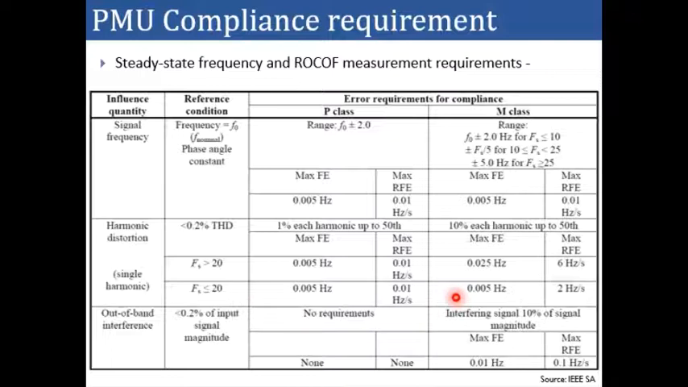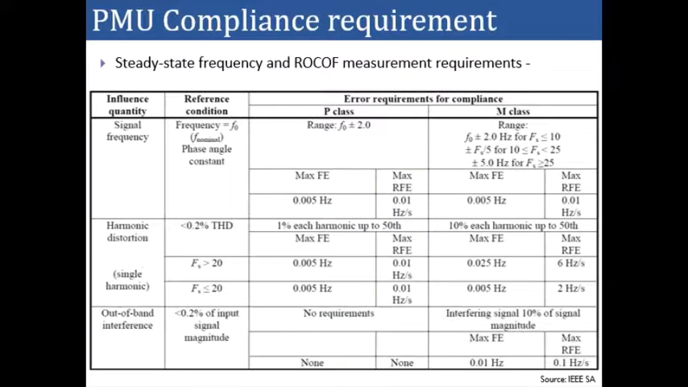For frame rate less than 20, the value of maximum frequency error is 0.005 Hz and 2 Hz per second as rate of change of frequency. In case of out of band interference, for P class it is not defined. For M class, maximum frequency error possible is 0.01 Hz and maximum rate of change of frequency error is 0.1 Hz per second.